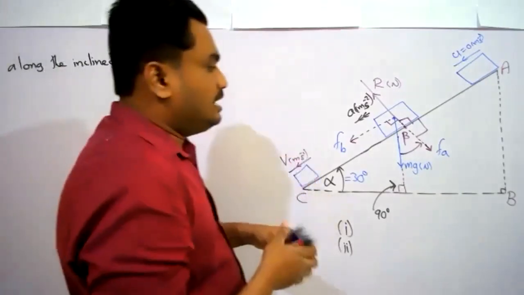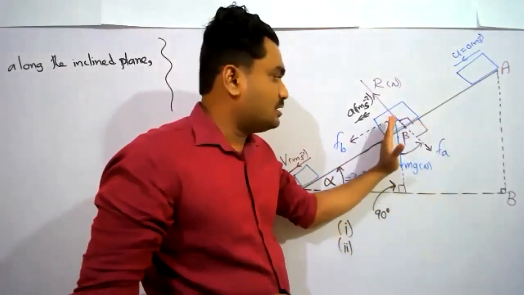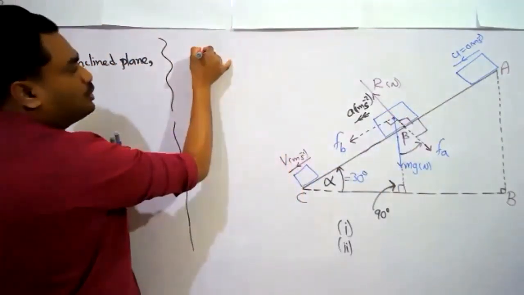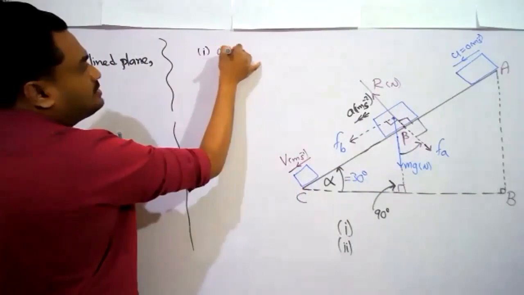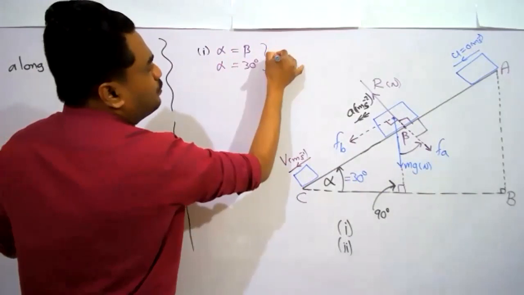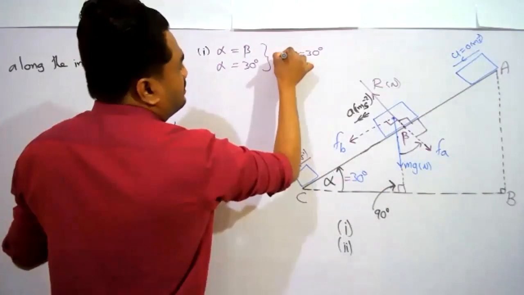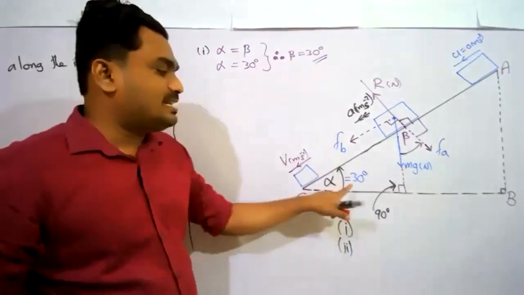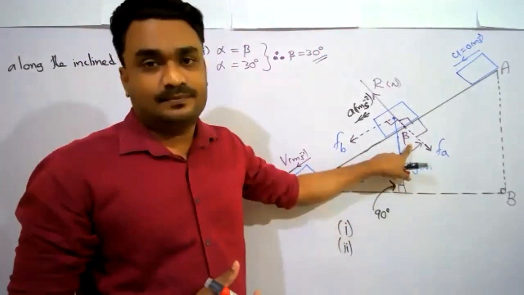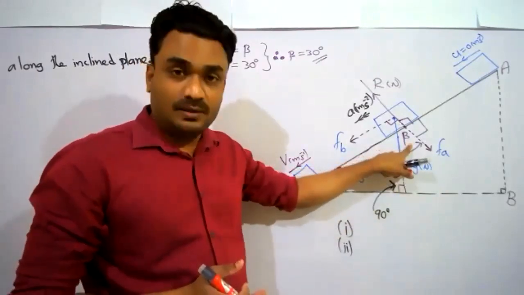If A is the force component towards the angle, therefore it is mg cos beta. First of all, look at the board here. The first thing you should understand is that alpha equals beta, and alpha is given as 30 degrees, therefore beta is also 30 degrees. This is very important. Sometimes when this is given as 30, many students directly write beta as 30. That is also correct. If this is given as 30, without writing beta, you can directly write 30 here, no problem.